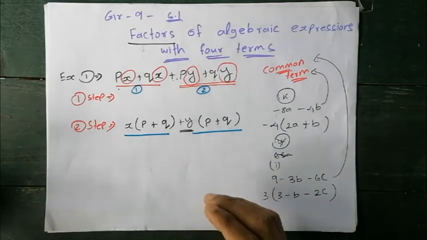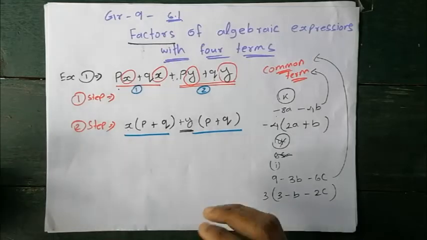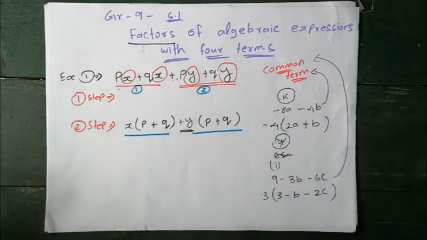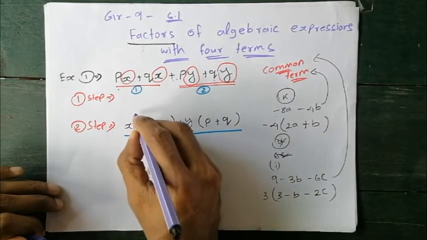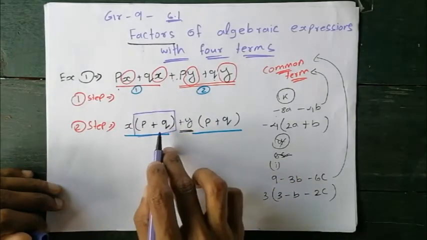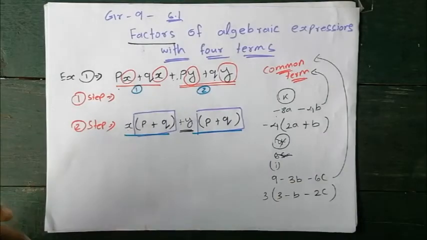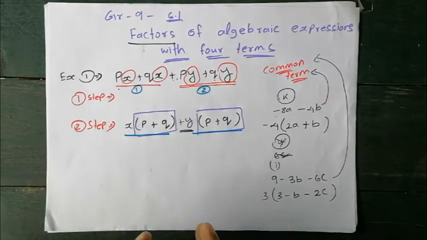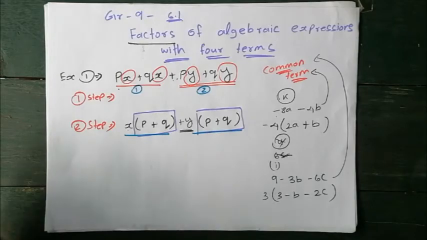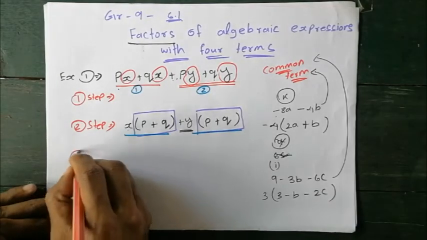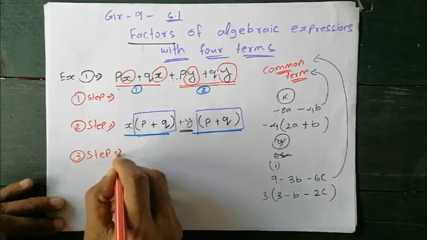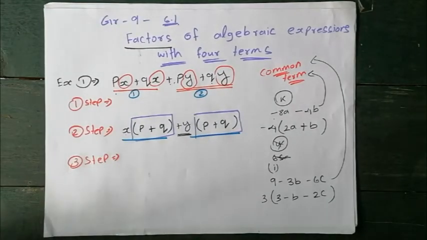So on the second step, it's not just finished. We have more expression in common. So what is the expression we have in common on the second step? If we check p plus q, the entire p plus q, we have a p plus q here, another p plus q here. So it is an expression. So we can take out that expression also. So then your third step: take out the common expression.